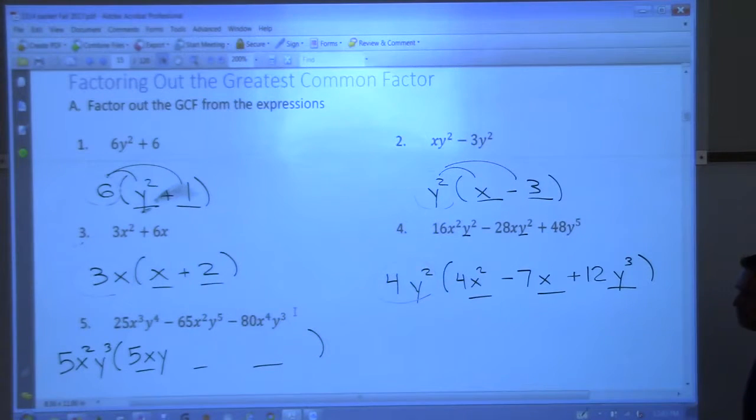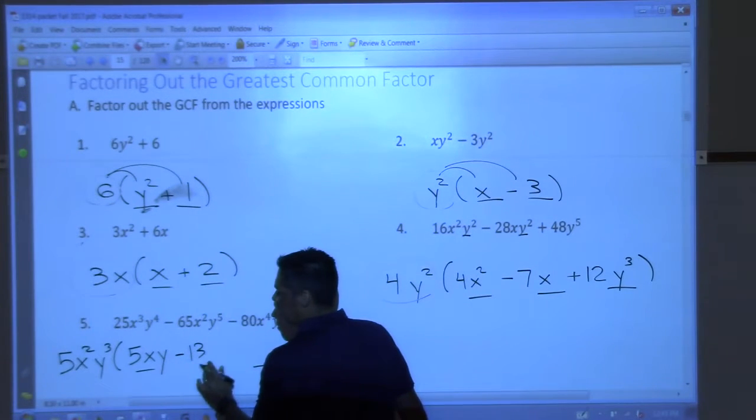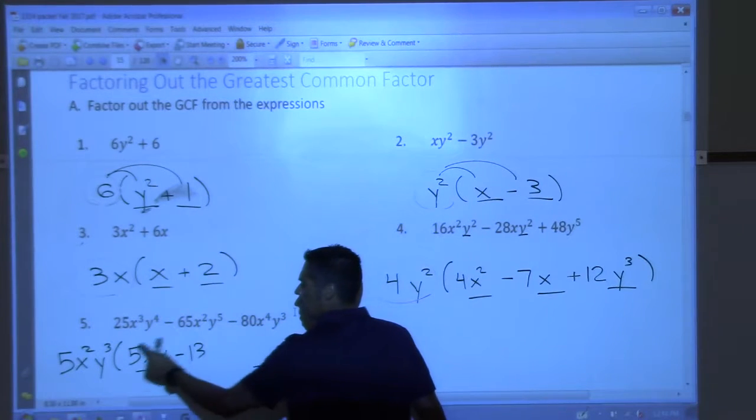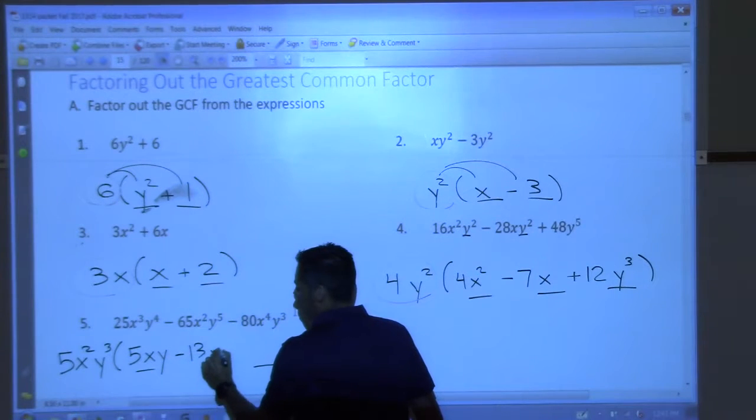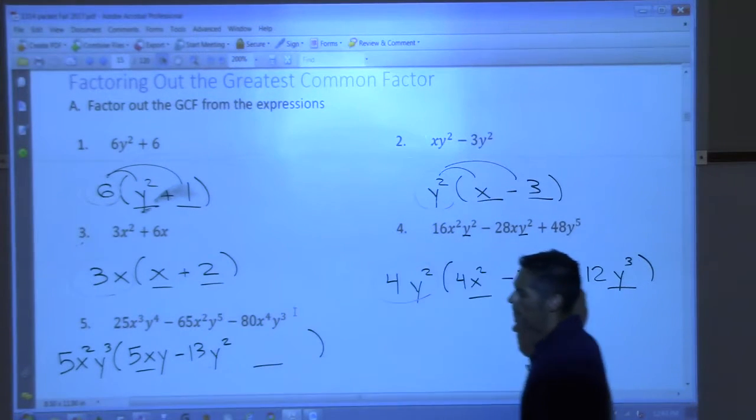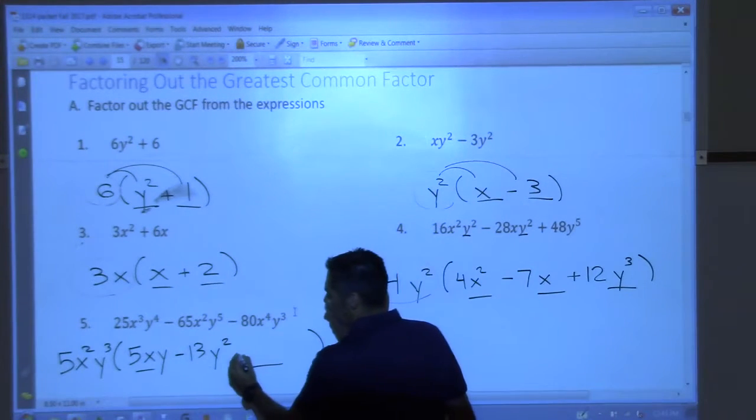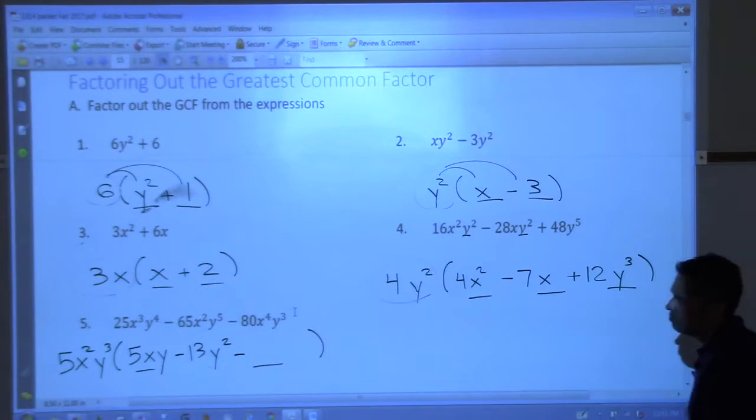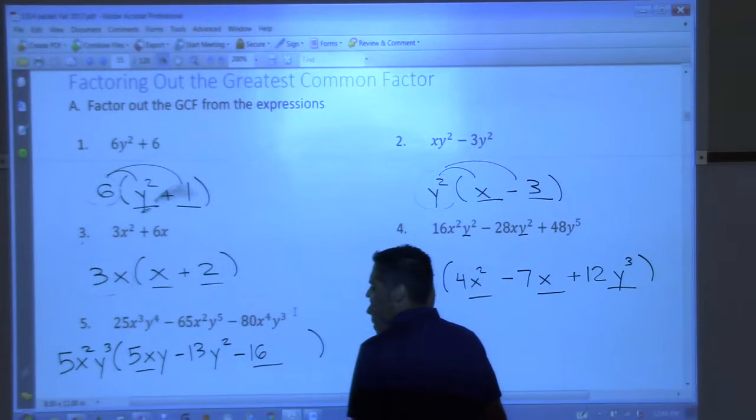What's my next term? Minus 13. Okay, so that's 5 times negative 13 is negative 65. I need an x squared. I have it, right? I need a y to the 5th. I have y cubed, so I'm going to have to include y squared there. And then finally, I need a minus because it's negative. What do we got? 16? 16. And then x squared only.